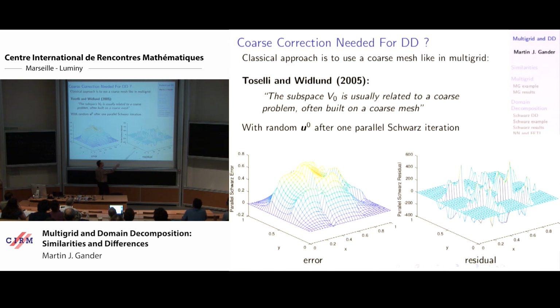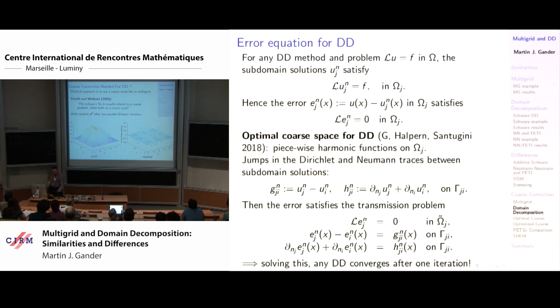This is the residual. The residual is 0 within every subdomain. Why is this? Because domain decomposition methods solve the problem in the subdomain. There is 0 residual left. The only place where you can have residual is where the domains are connected. So you see what the shape of the error is, and you also see what the shape of the residual is from this experiment.